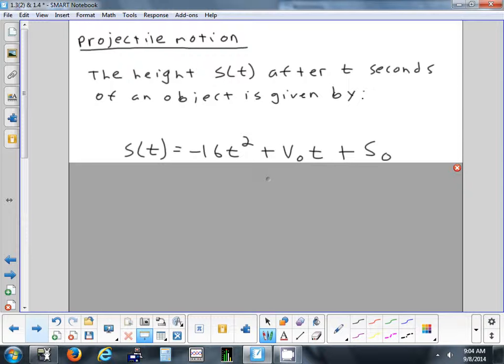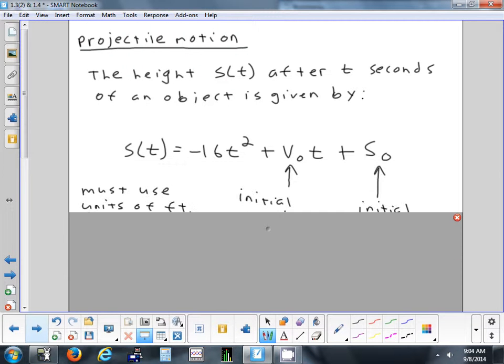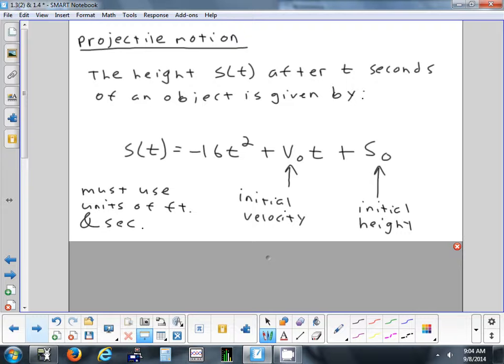Does anybody know what v sub 0 and s sub 0 are? They're two important characteristics that control how high the object is going to go, how long it's in the air for, all that kind of stuff. Initial velocity and initial height, above the ground. But you've got to use units of feet per second if you're using this formula, and that's because of the negative 16.